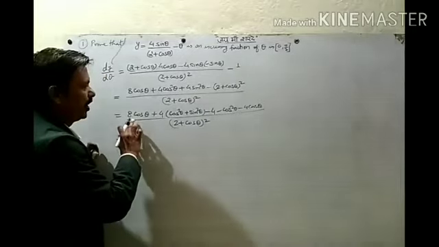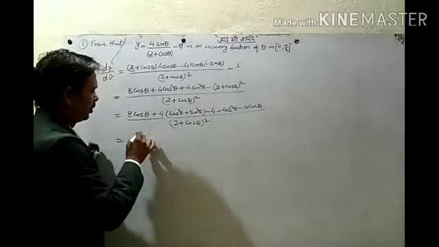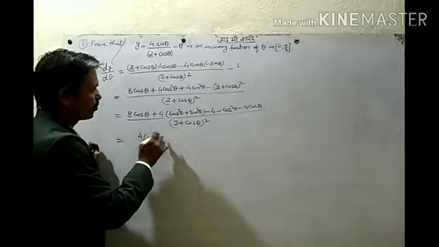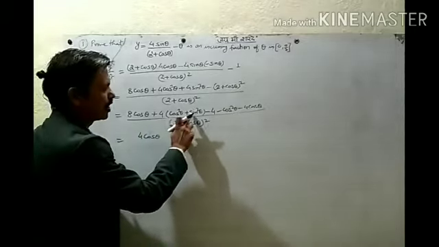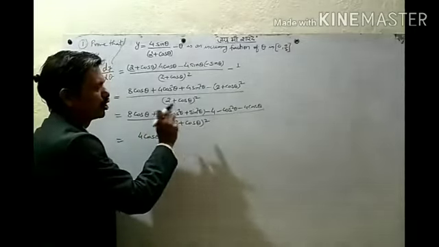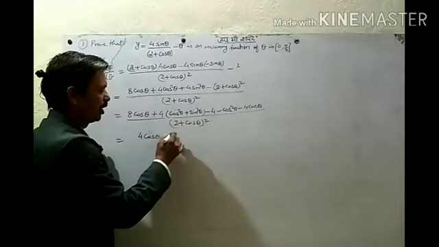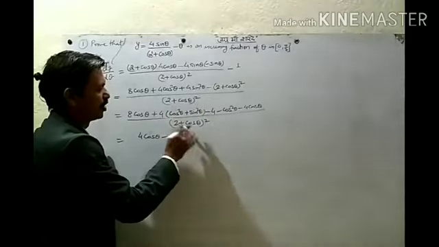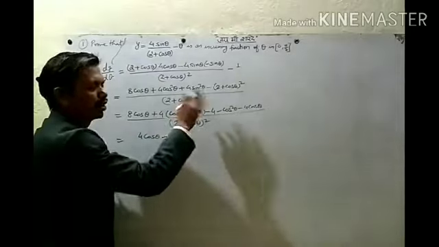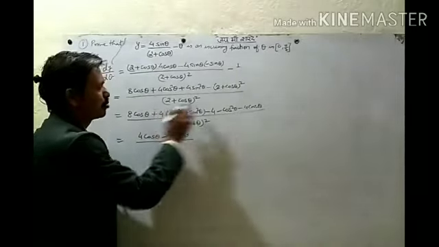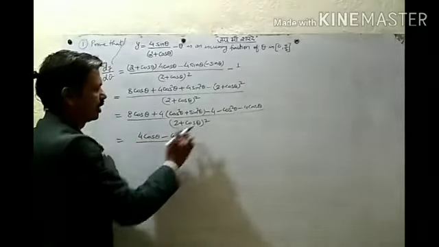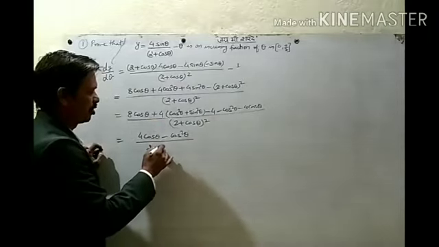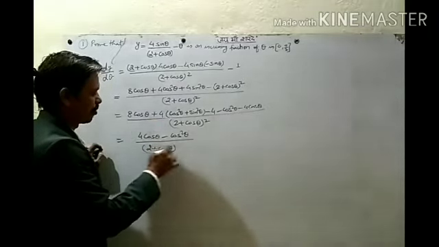So it will be 8 cos theta minus 4 cos theta. 4 cos theta. Then cos square plus sin square is 1. So 4 into 1 minus 4, 0, minus cos square theta as it is. Right? 4 minus 4 becomes 0. So 8 cos minus 4 cos, and this minus cos square, upon 2 plus cos theta whole square.